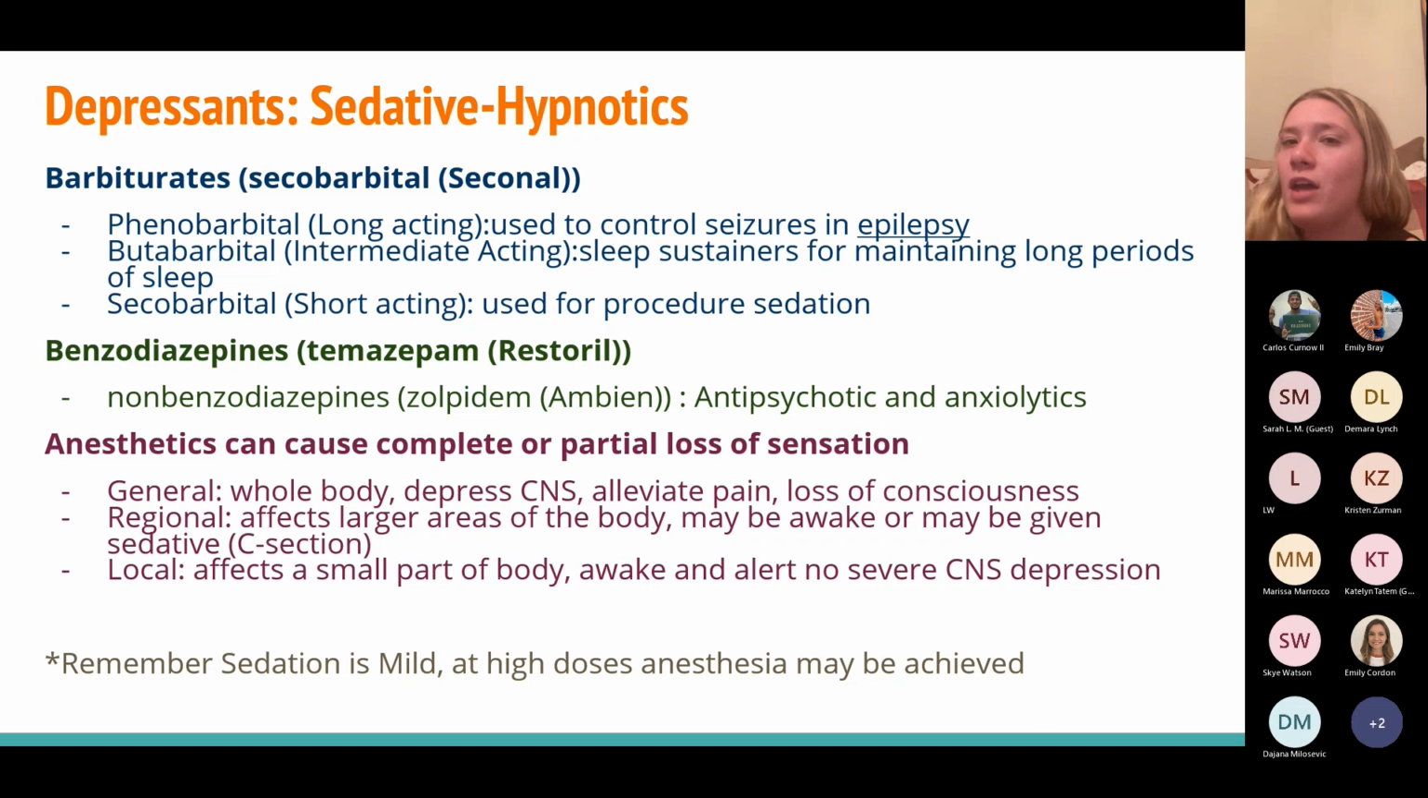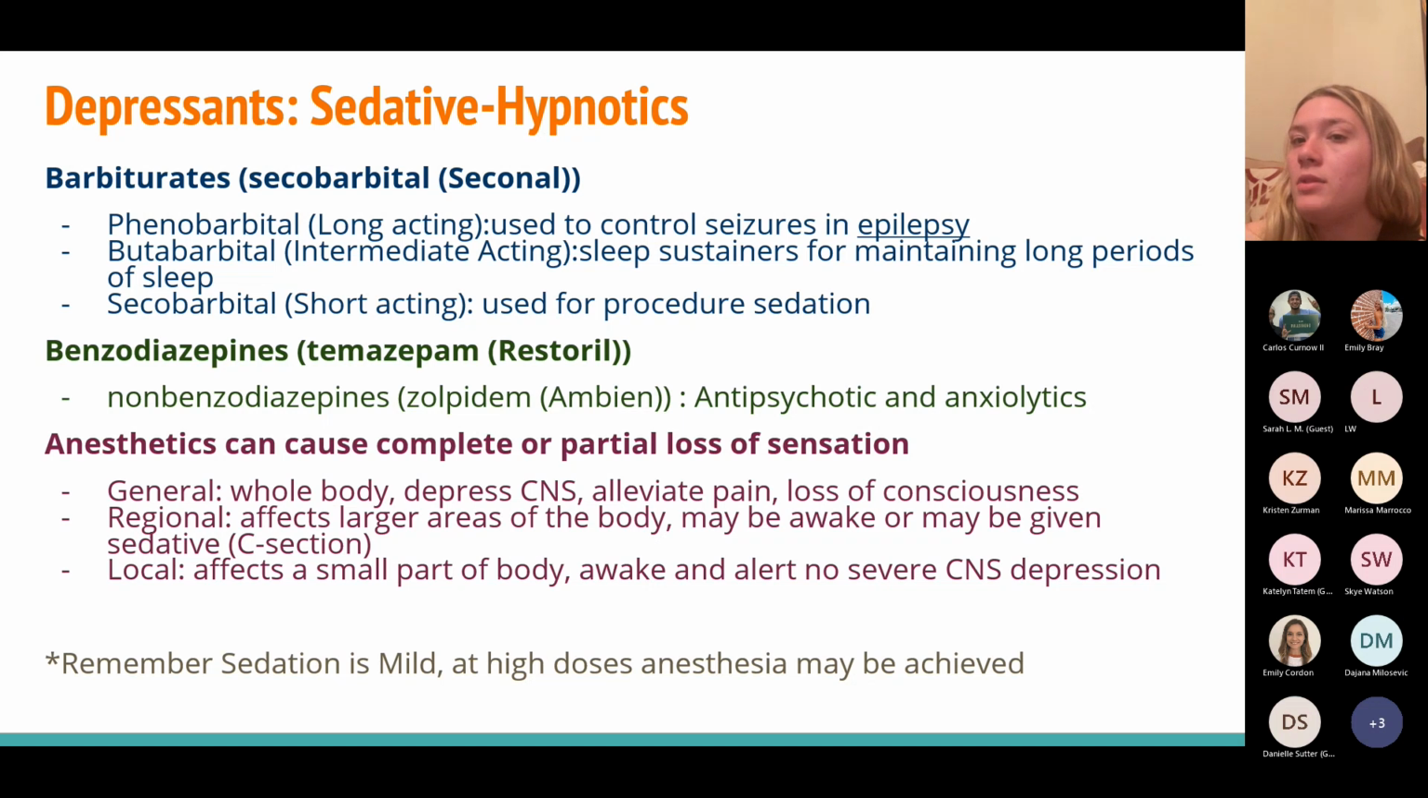Depressants, on the other hand, have the opposite effect. Our barbiturates, they help a lot with seizures, epilepsy, sedation. Benzodiazepines are more of our anxiolytics. And our anesthetics: this is anesthesia. So remember, general anesthesia is whole body, usually used for putting someone under for a procedure.